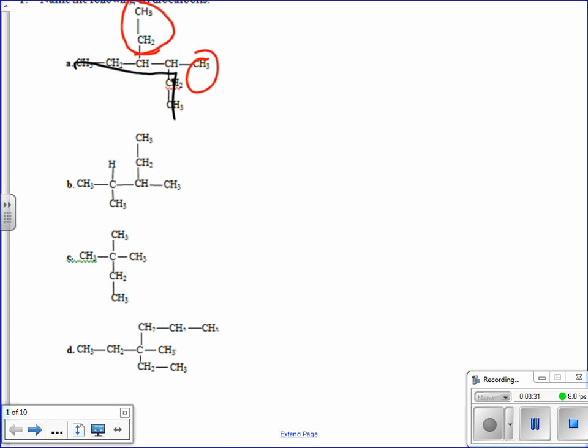Okay, so for this one, I can either start numbering here, or I can start numbering down here. I want my branches to be located on the lowest number carbon. So if I start numbering from the bottom, this methyl group would be on the 3rd carbon, and this ethyl group would be on the 4th carbon. If I start numbering from the right, my ethyl group would be on the 3rd. My other branch would be on the 4th. So on this one, it doesn't matter which way you start from. You'll get a correct answer for both of them. I'm going to start numbering from the bottom.